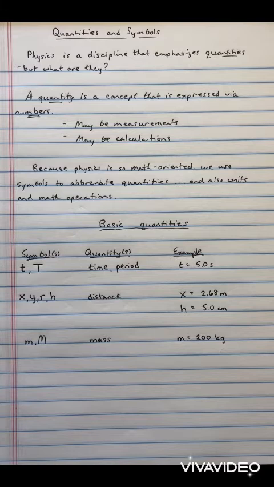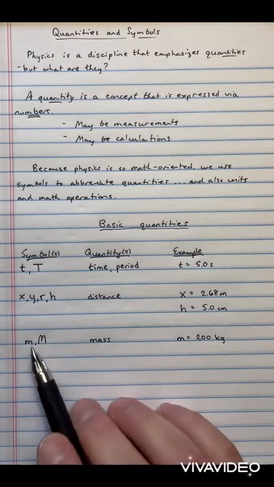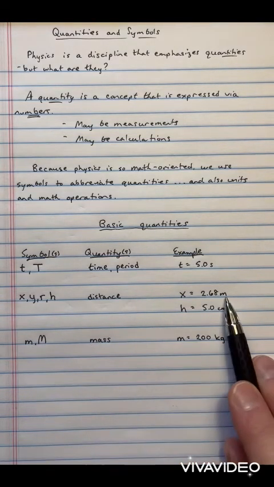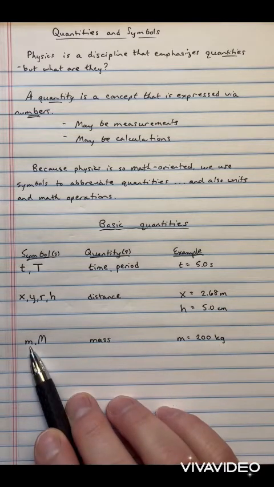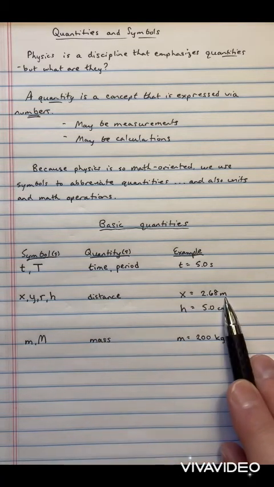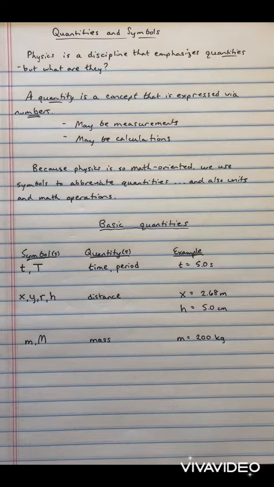By the way, notice something that's happened already. We have a little m here, and we have a little m there. This little m stands for mass. That little m stands for meters. How can you tell the difference? You tell the difference by context.